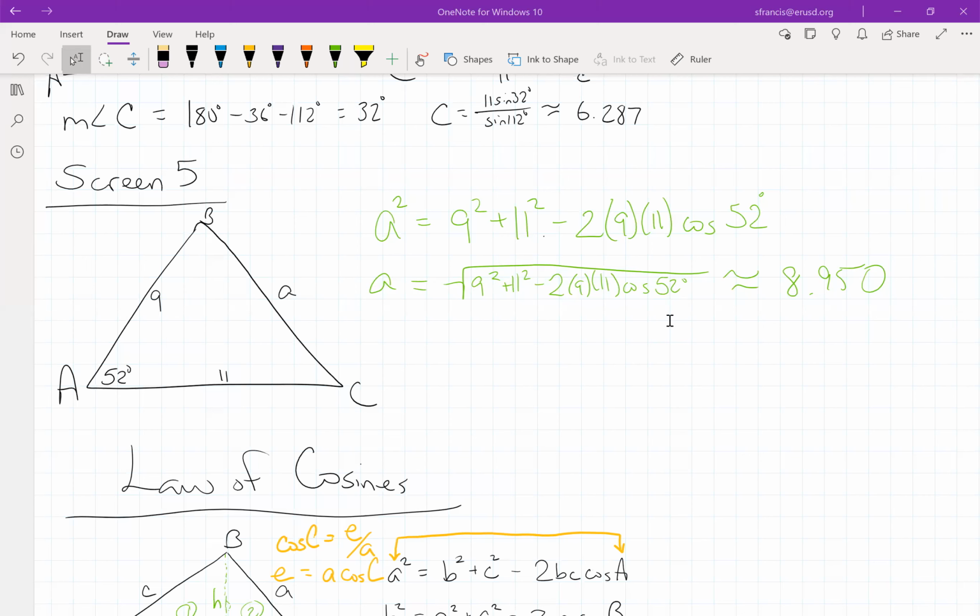All right, I'm going to continue to work this problem out, but for those of you who have correct answers or are confident with their answers, you can go on to screen 6.